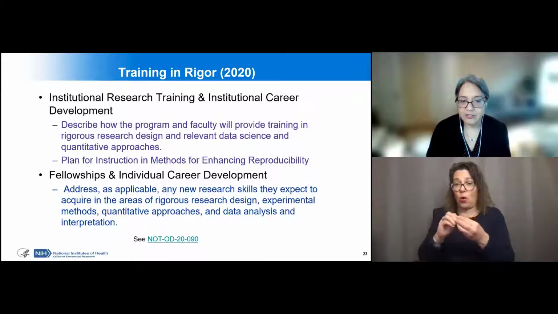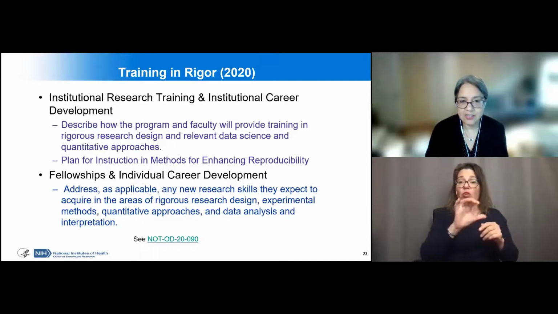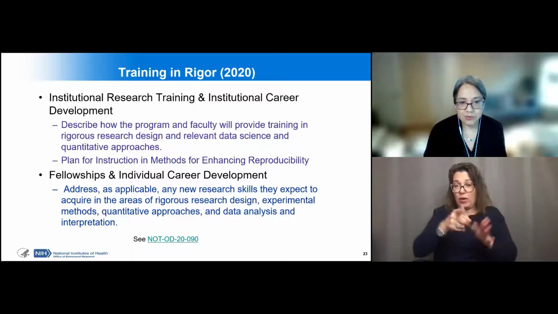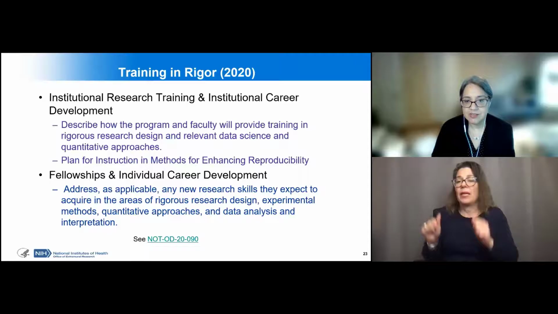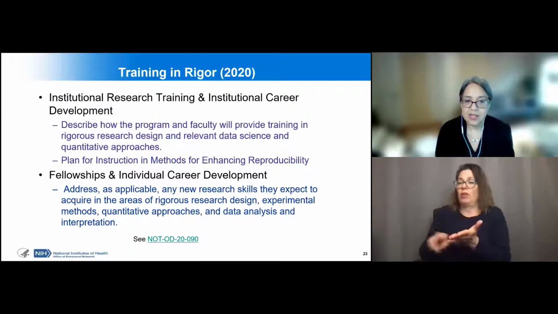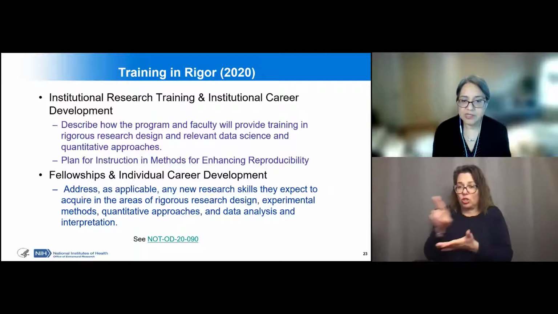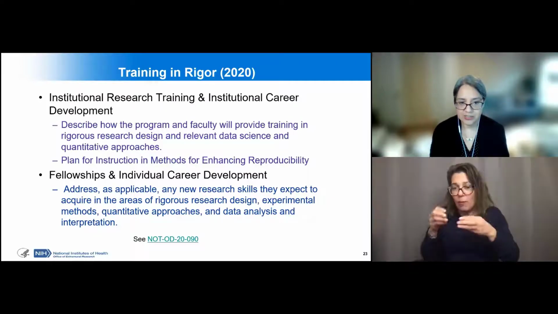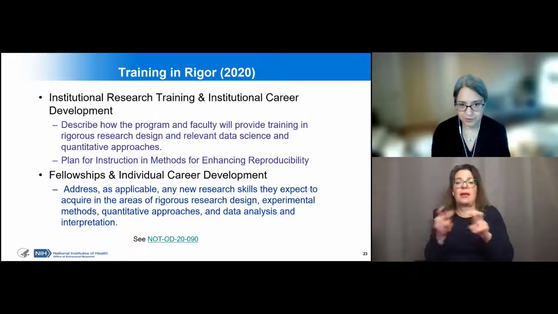And in addition, for fellowships and individual career development awards, starting last year, applicants are now required to address, as applicable, any new research skills that they expect to acquire in the areas of rigorous research design, experimental methods, quantitative approaches, and data analysis and interpretation. So again, that also contributes to the overall score.